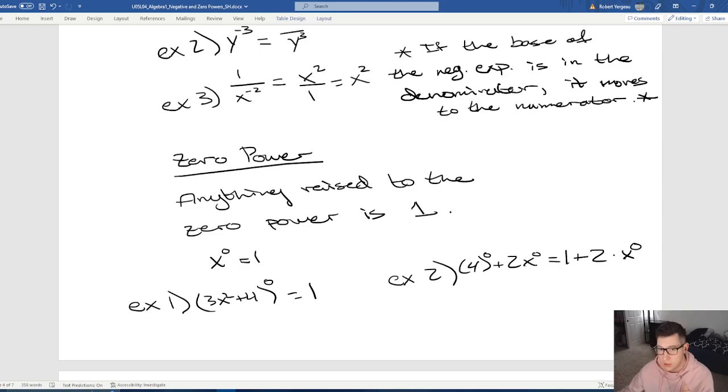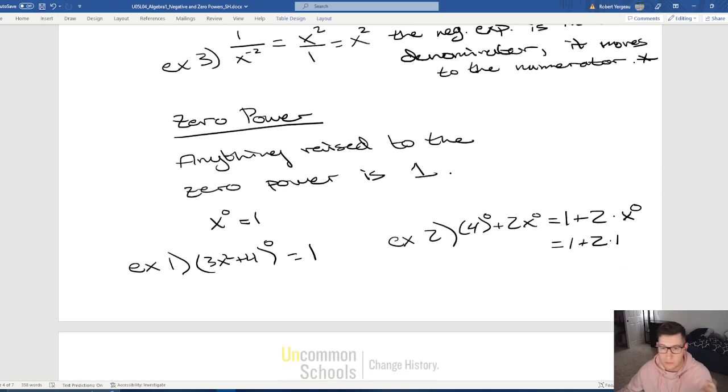I'm doing this again so that we have a good visual separation that the only thing actually being raised to the 0 in that second term is the x. That 0 is not applied to the 2 at all. And so I'm going to have 1 plus 2 times 1. Okay, well 2 times 1, that's just 2. And so 1 plus 2 is 3.